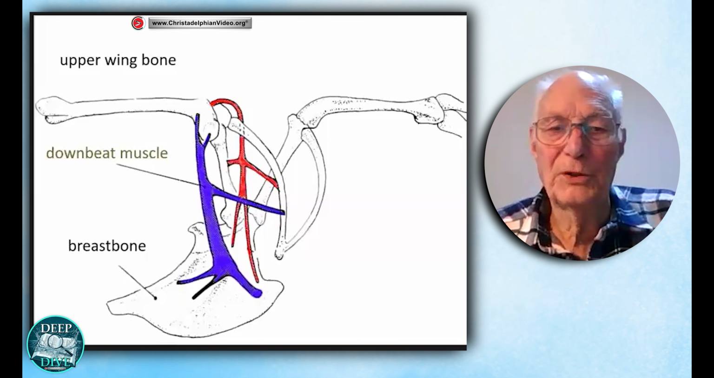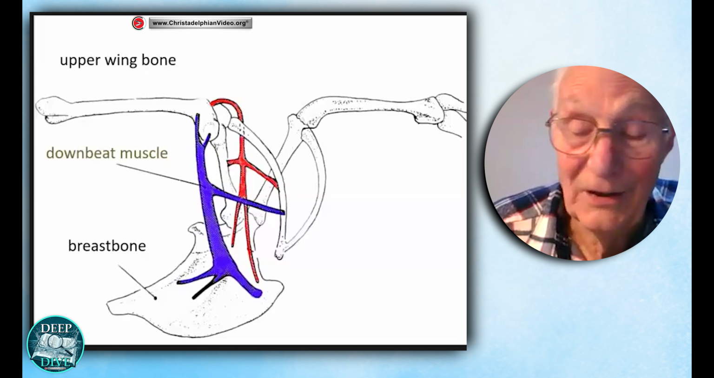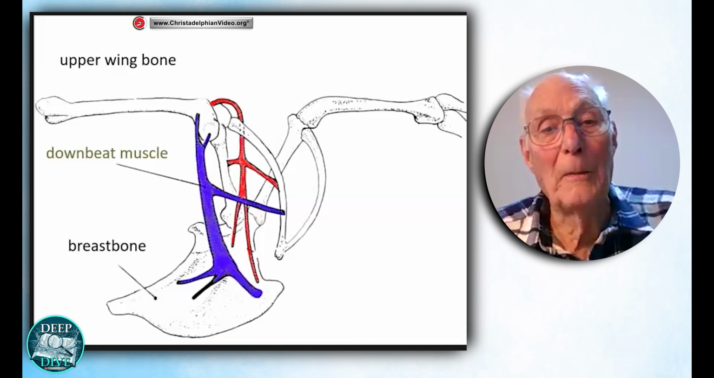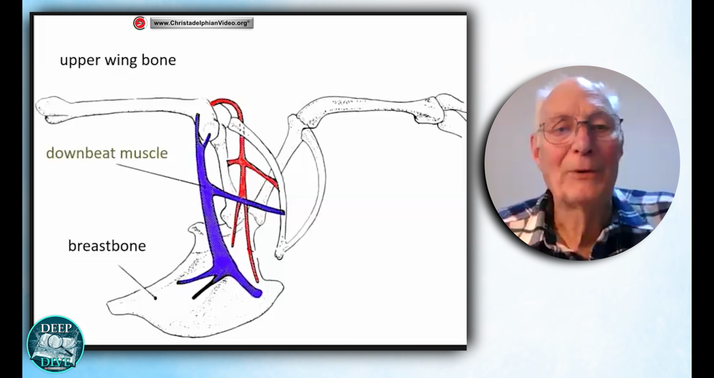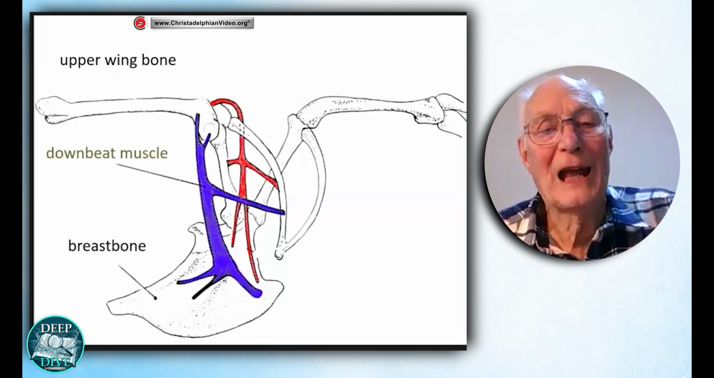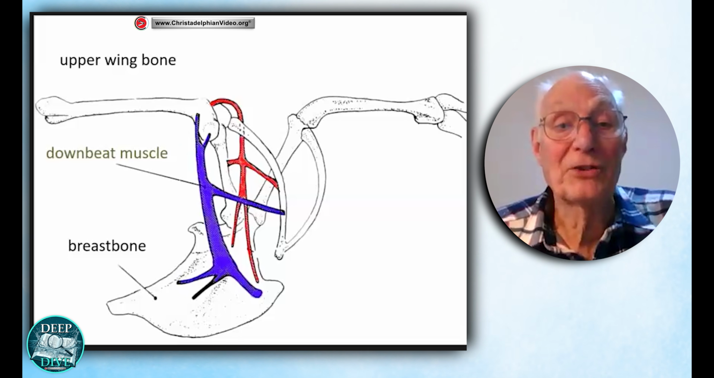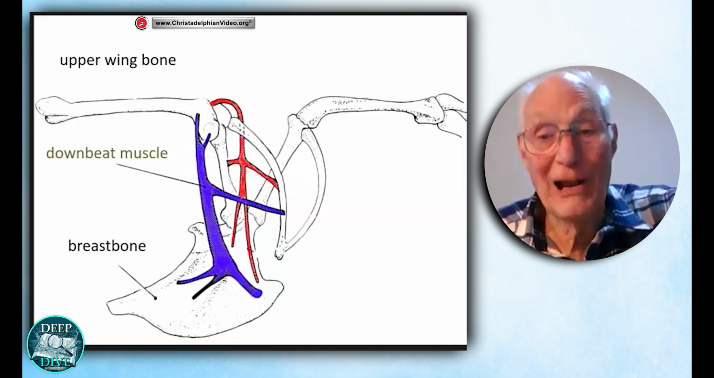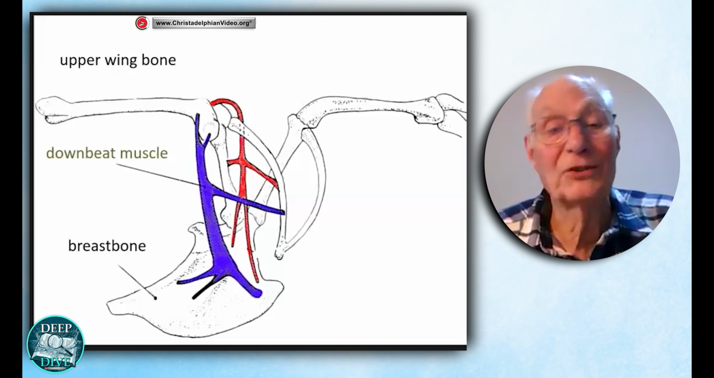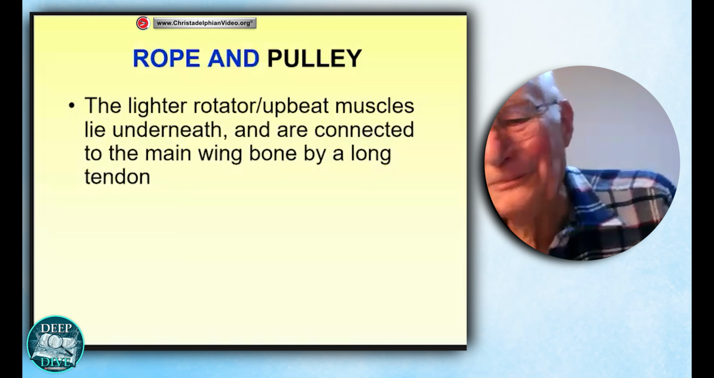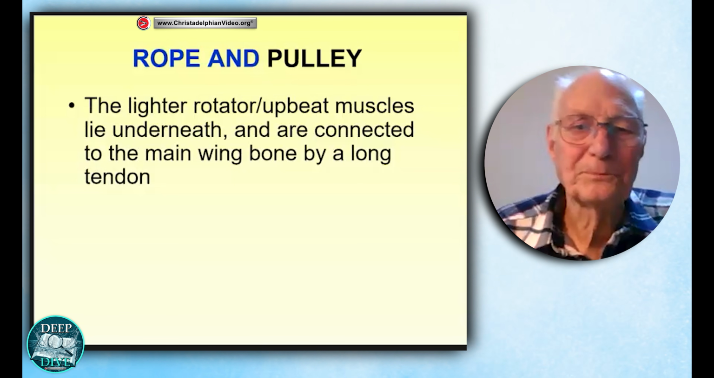There's the breastbone at the bottom, which you see if you carve your chicken or turkey on Christmas Day. You see the blue muscle there, the heavy one. That's the downbeat muscle. And when that contracts, it pulls down the upper wing bone, which is hinged at the point where those red and the blue come together. That's the hinge. And as this one contracts, it pulls the upper wing bone down. Okay. Now, you've got to get it back up again afterwards. So for the next wing beat.